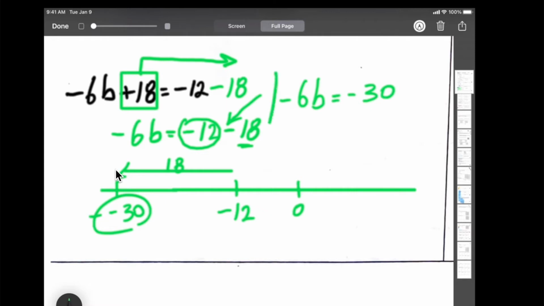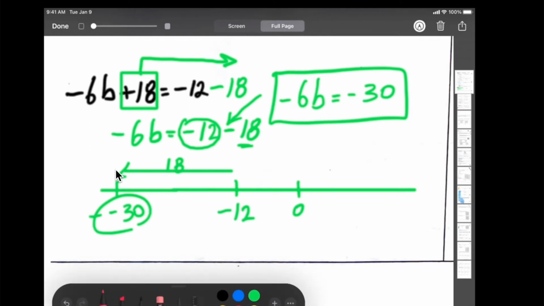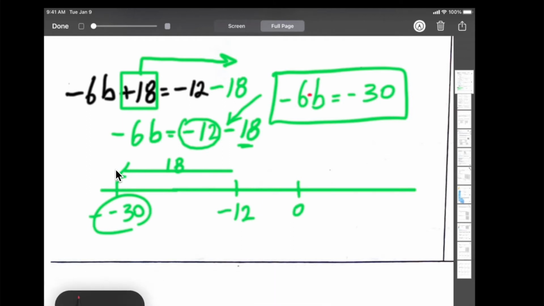We are not done yet, because b is not by itself. It has a neighbor, namely -6. So what do we do in that case? Because there's multiplication going on, we divide. What do we divide by? We divide by the neighbor. Exactly what you see here is what we divide by. That allows us to cancel these. We have to do the same exact thing on the opposite side, including the sign.